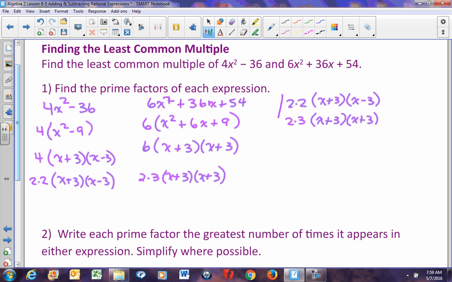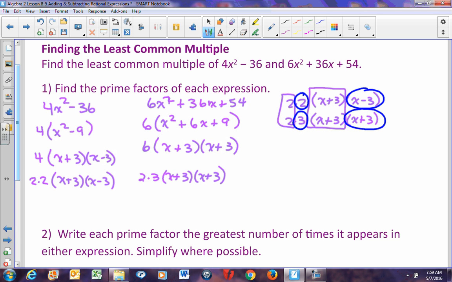So they have a 2 in common, so I need to take that once. They have these x plus 3s in common, so I need to take that once. But now I need to take everything else they have as well. So my least common denominator, or my least common multiple, would be everything that I have boxed once and everything that I have circled once.